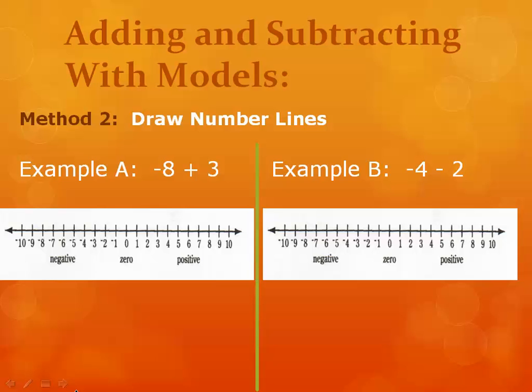The second method we can use is to draw number lines. Notice I have number lines that go from negative 10 to positive 10. When I use a number line, I simply start at 0 and then I follow with the numbers. So the first number says to go to negative 8, so I start at 0 and I go to the left 8 units. Now I want to add 3, which means from the negative 8, go to the right 3 units. Notice that I end at negative 5. So negative 8 plus 3 is negative 5.